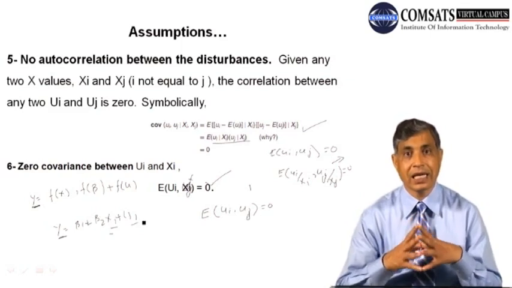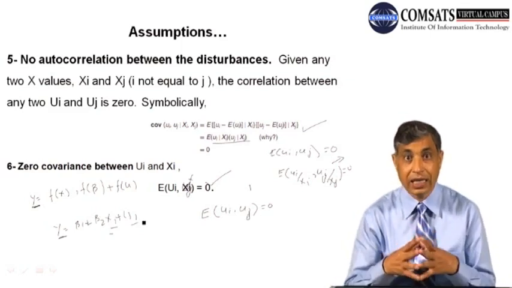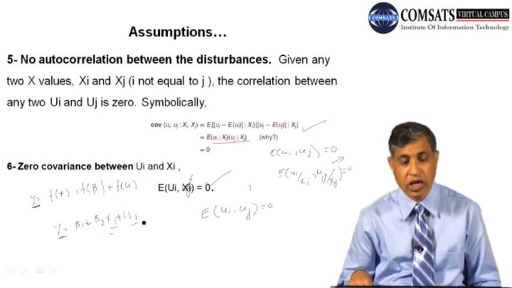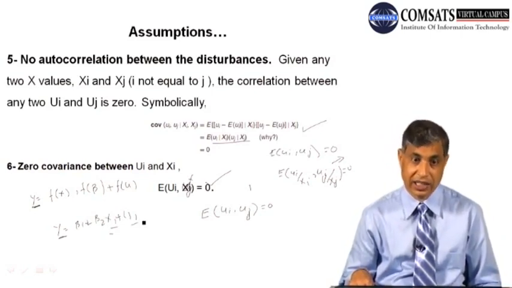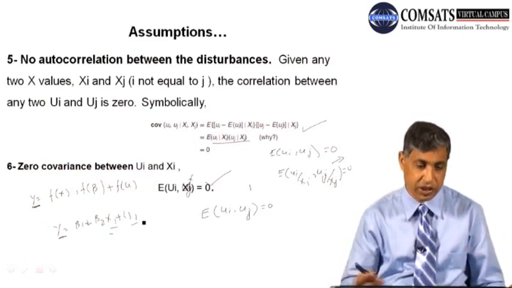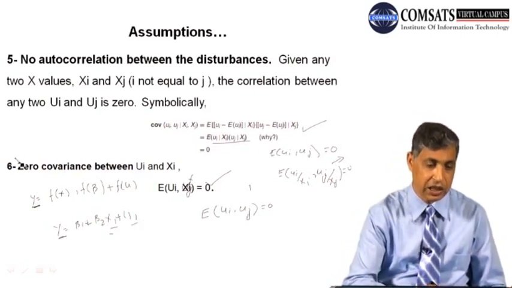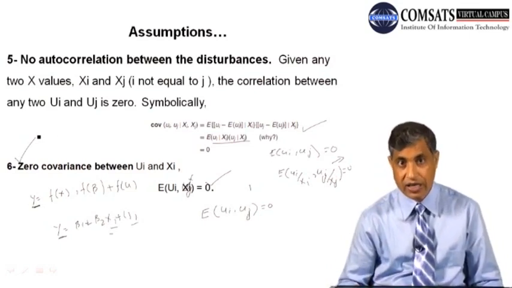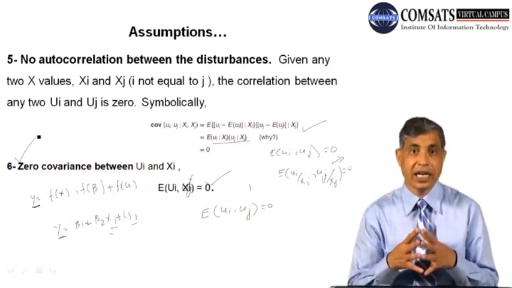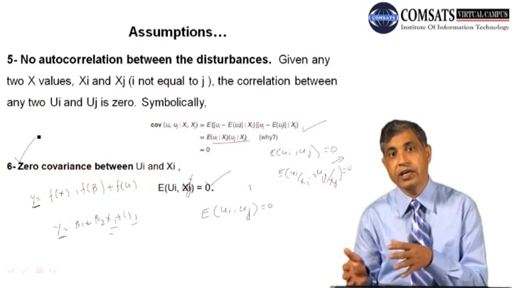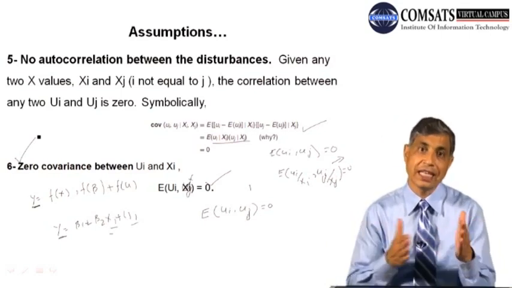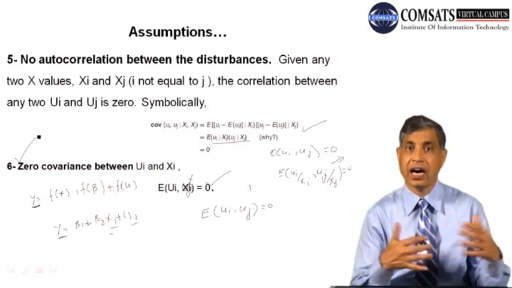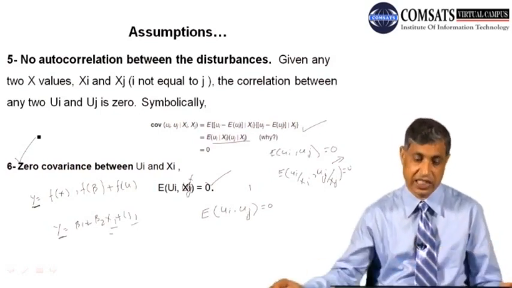So we are making assumptions about the xi, how the x variables are generated, and we are talking about how the ui are generated. So the sixth assumption here is that there is zero covariance between ui and xi. What this means is that xi, the independent variable, and the error term have no correlation. They are not moving in a systematic way. They are random with each other.